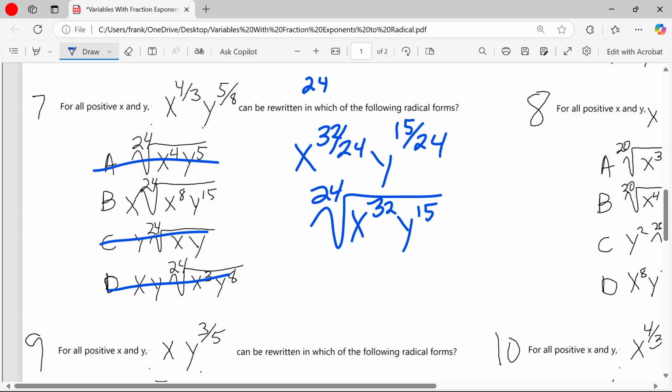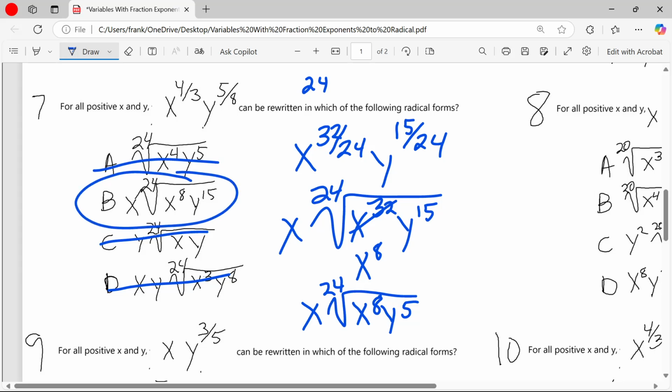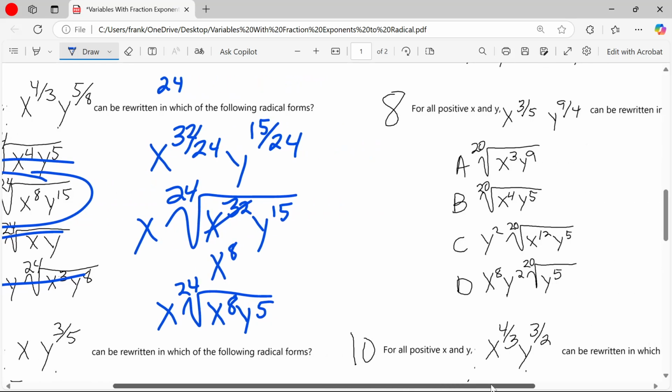15 is too small. Can't subtract 24 from it and have a positive integer, so leave it. 32 minus 24 is 8. Put an x outside. Can't subtract anymore, so it's x times the 24th root of x to the 8th, y to the 5th. Verifies that the answer is B. Wouldn't have to do that on test day, though, because only B had the correct variable outside.